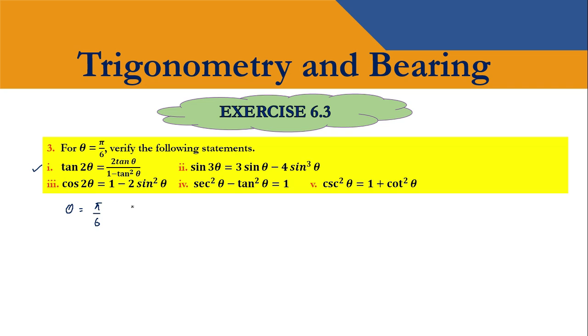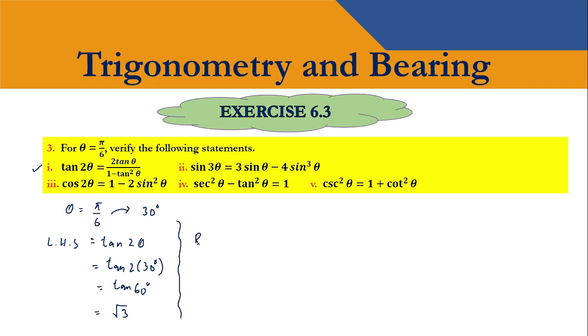Pi by 6 I already converted in my previous question. Pi by 6 is equal to 30 degrees. You can convert it by multiplying with 180 divided by pi. So the conversion is very easy. Now the left hand side of our expression is tan 2 theta, so tan 2 into 30 degrees, which is tan 60 degrees. The value of tan 60 from the table is under root 3. So our left hand side is equal to under root 3.